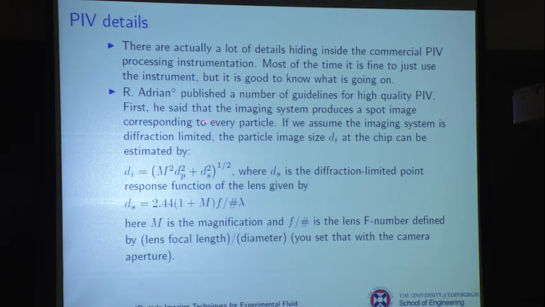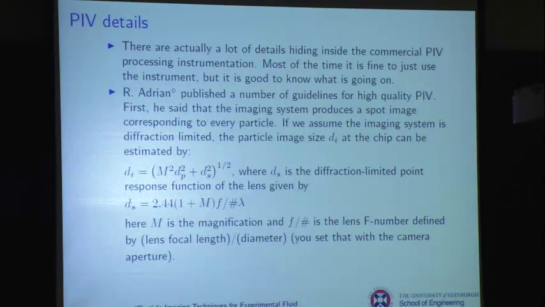First thing he said, and this is a little bit crude, he said the imaging system is going to produce a spot corresponding to every particle. So if we assume the imaging system is diffraction limited, which is not correct, the particle size would be this, d sub i, at the chip. But it really has to do with the magnification of the system, right? So it's given by this. That's the particle image size. The magnification, that's the particle size right there. And then d_s is the diffraction limited point response function of the lens.